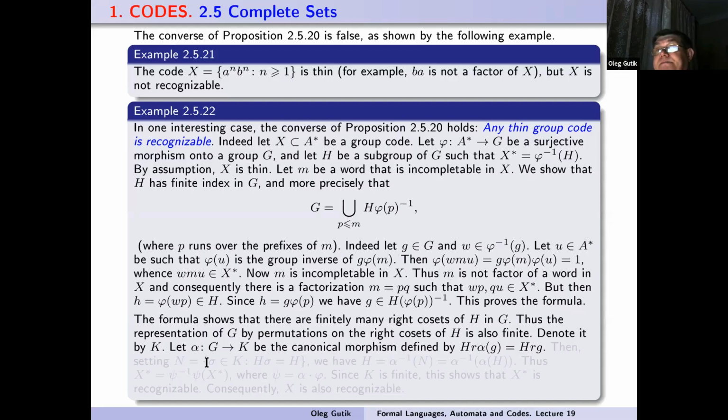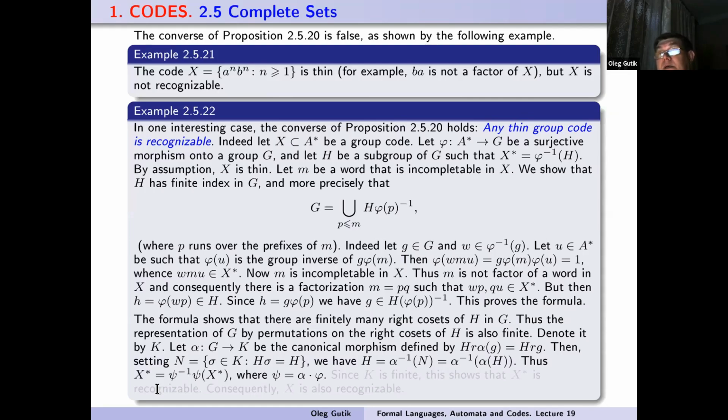Let alpha be the canonical morphism from the group G to the right cosets K, defined by the formula H multiplied by alpha of g is equal to H g, when setting N consisting of such sigma from K so that H sigma is equal to H. Yes, the image H is equal to H. We have that H is equal to the inverse image by alpha of the set N, which is the inverse image by alpha of H.